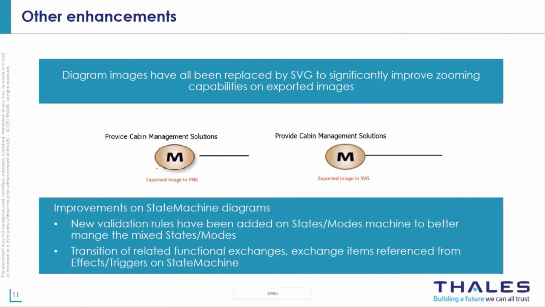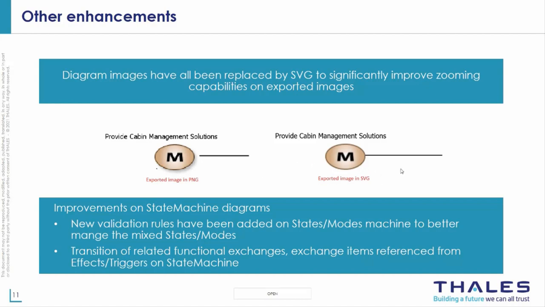We also replaced diagram images by SVG files to improve the quality of images exported from Capella diagrams. As you can see on the slide, some diagrams in PNG format can be pixelated when zooming, while it's not the case for SVG images.